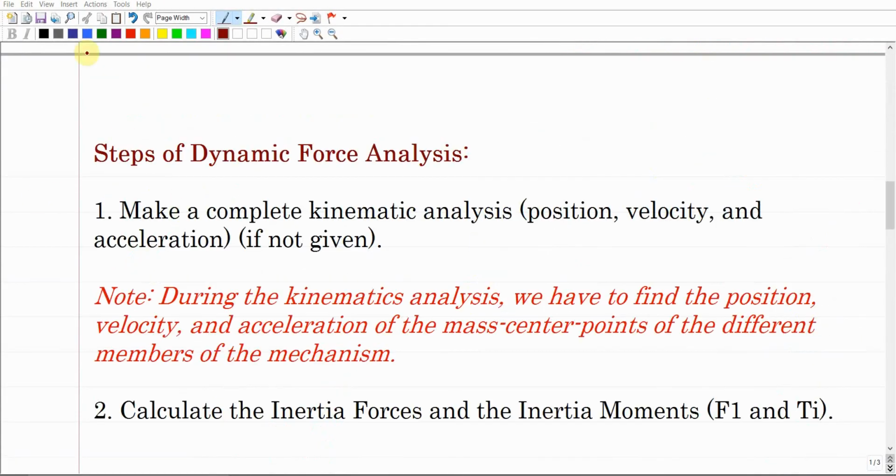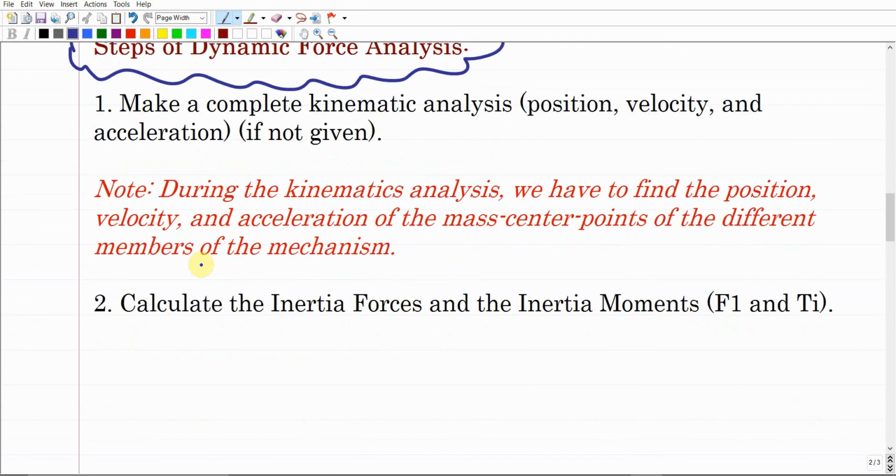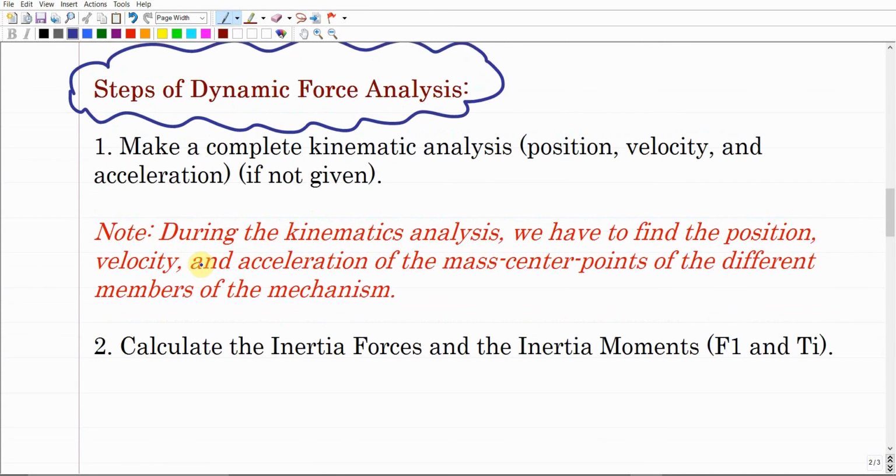Now let us discuss the general procedure that we're gonna apply to do dynamic force analysis of a mechanism. So these are the general steps. This is the general procedure. Basically, we should start with making a complete kinematic analysis of the mechanism before we start doing dynamic analysis or the kinetics. As we even used to do from the dynamics class, we have to finish the kinematics first, then we can move to the kinetics. The kinetics should come after the kinematics.